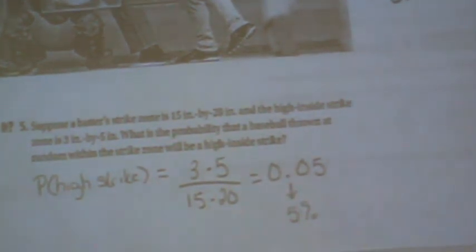So we need the area of the high strike zone. What's the area for the high strike zone in this one? It's a 3 by 5, so 3 times 5. And then what's the area of our entire strike zone? 15 times 20. And we get 0.05, which translates to 5%. So for this batter, they have an even smaller percentage of having a strike put in that high strike zone.